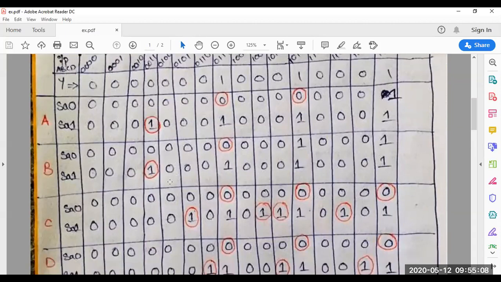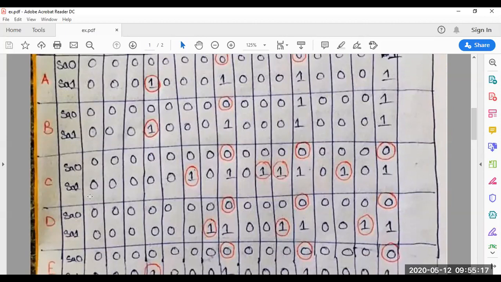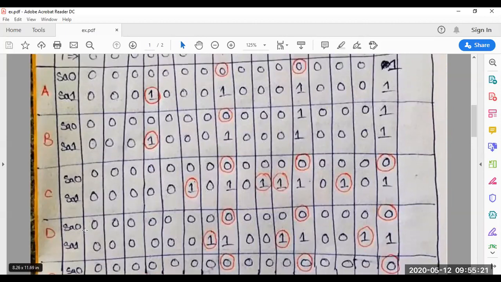So like this, I find out all the input patterns for A stuck at 0, A stuck at 1, B stuck at 0 and B stuck at 1, C stuck at 0 and C stuck at 1, and D stuck at 0 and D stuck at 1. So this is up to the input side.